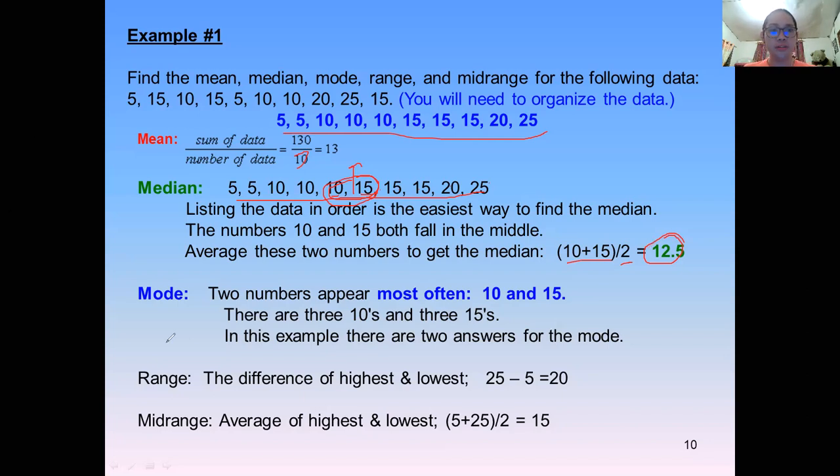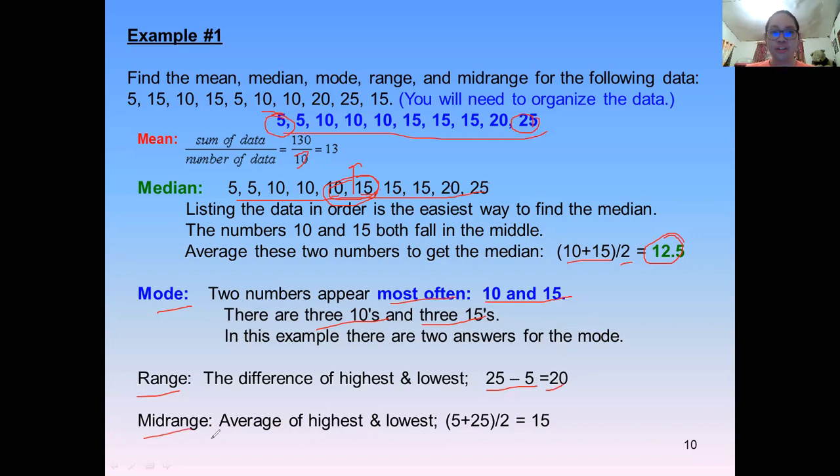For the mode, two numbers appear most often, the 10 and 15. There are three 10s and three 15s. Therefore, there are two modes here. We call it bimodal. To get your range, just take the highest score and the lowest score, and subtract them. Get the difference. That gives you 20. That is your range value.